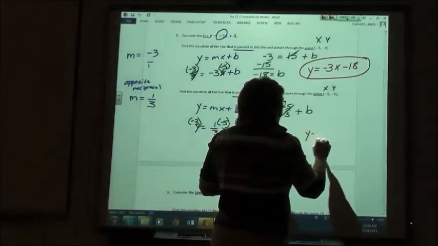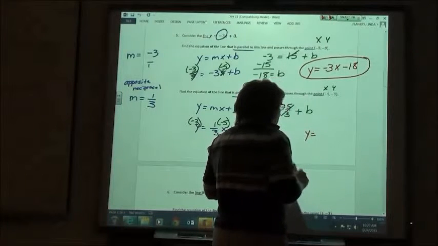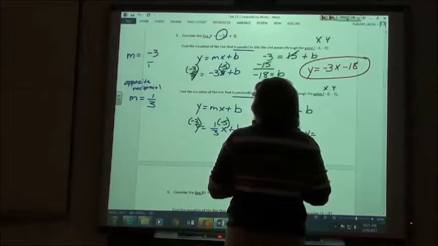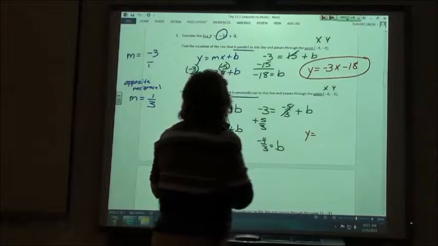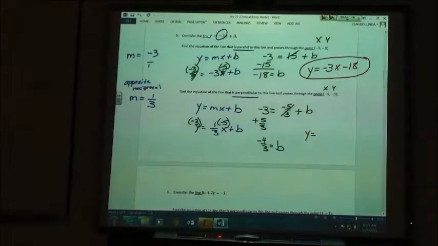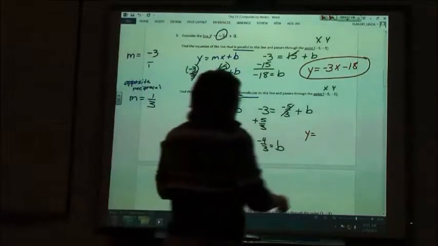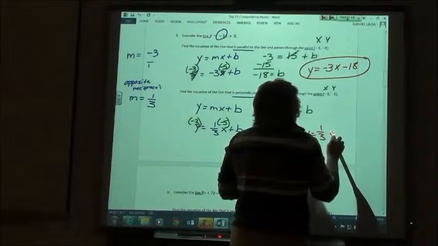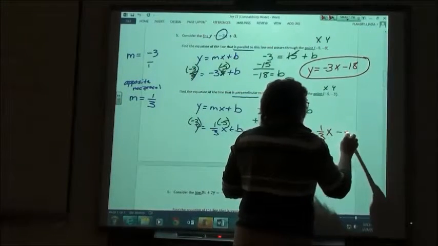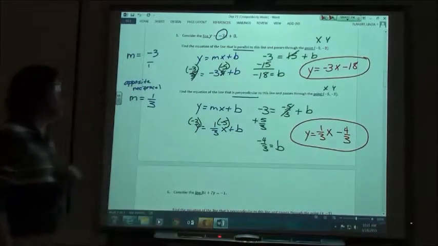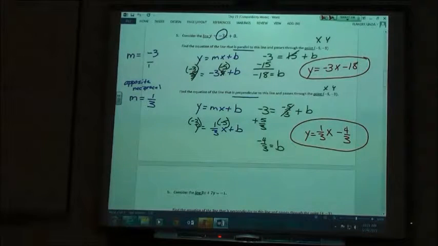Y equals... What are we using for our m? 1/3. 1/3 minus... What goes behind my 1/3? x. X minus 4/3. So y equals 1/3 x minus 4/3 would be the equation of my line.